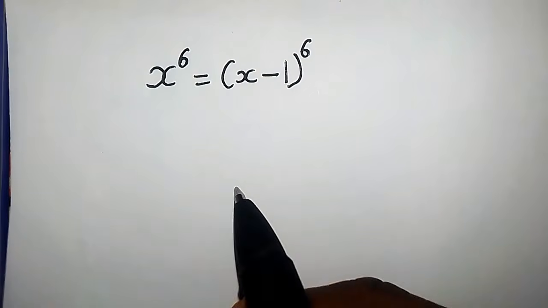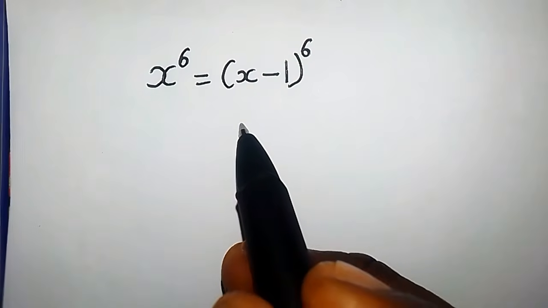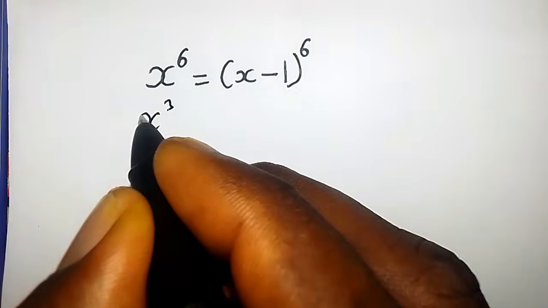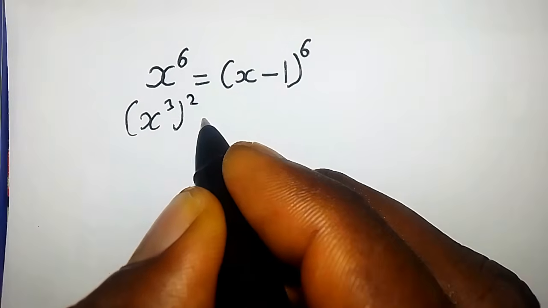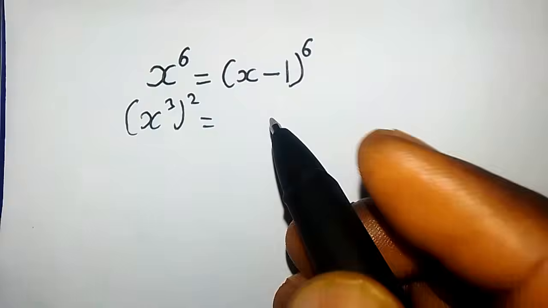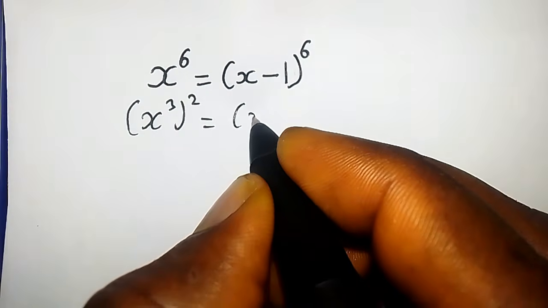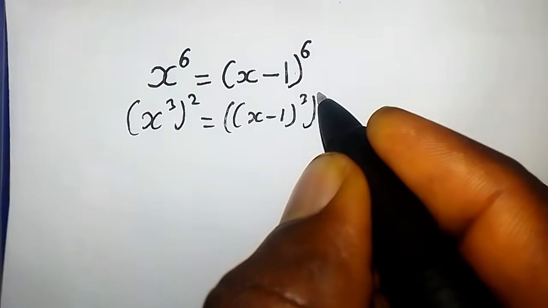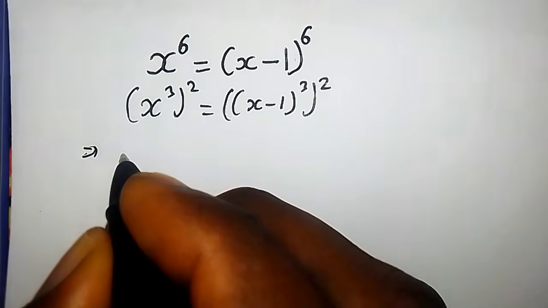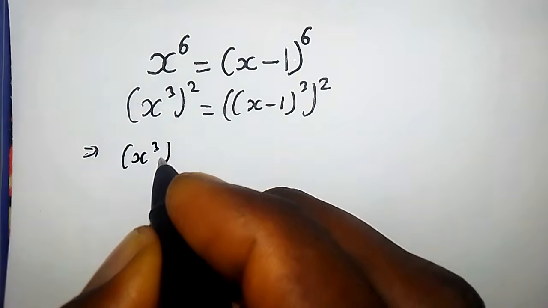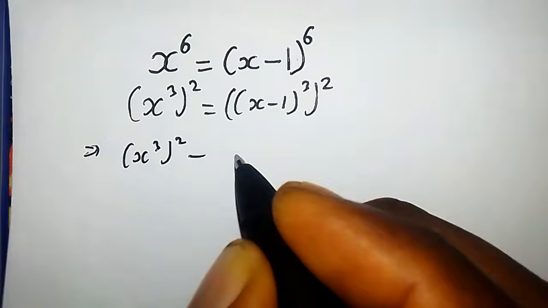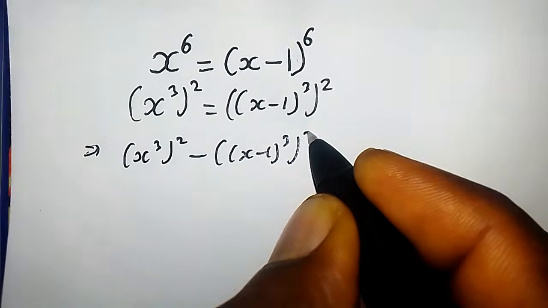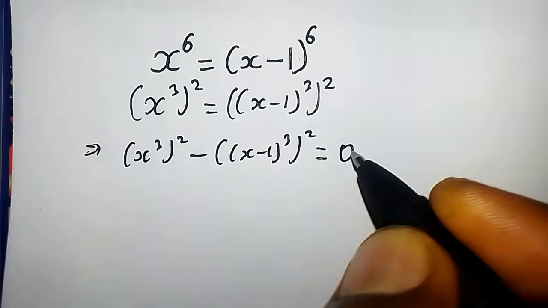Hi guys, how do we solve this equation? x to the power of 6 could be written as x to the power of 3 times 2, equal to this right hand side, which also could be written as (x minus 1) to the power of 3 times 2. This implies that (x to the power of 3) to the power 2 minus ((x minus 1) to the power of 3) to the power 2 is equal to 0.